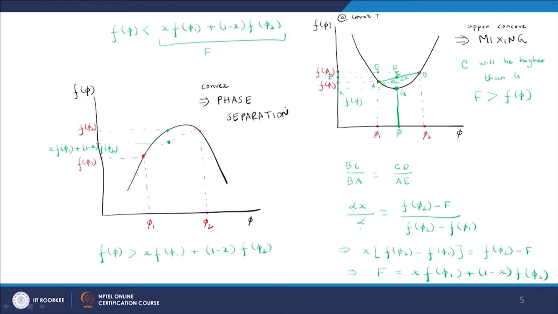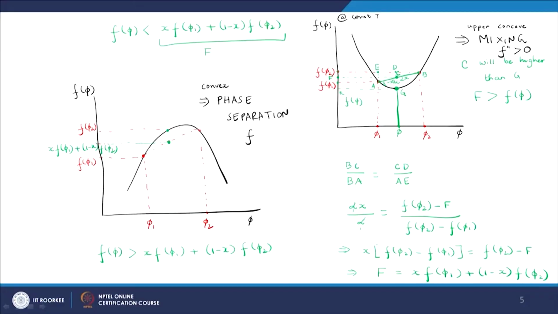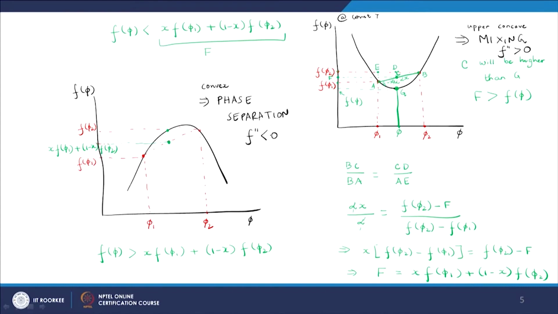Now, we know from calculus that a concave graph must be for the cases where the second derivative of the function is higher than 0. So, the graph possesses a minima only when the second derivative is higher than 0. On the other hand, the graph will be convex or possess a maxima if the second derivative is less than 0.